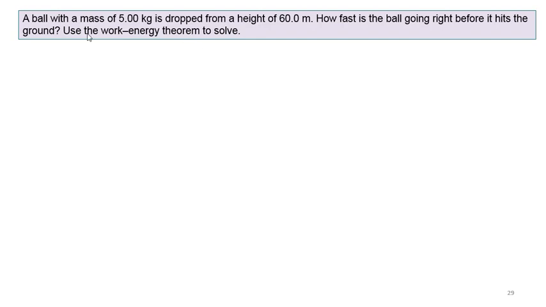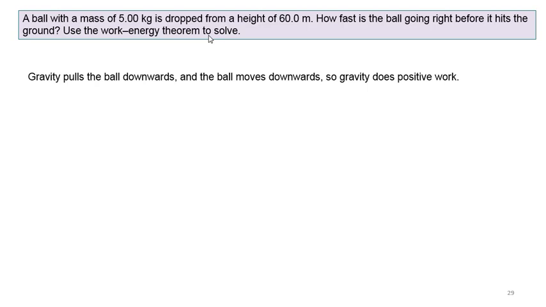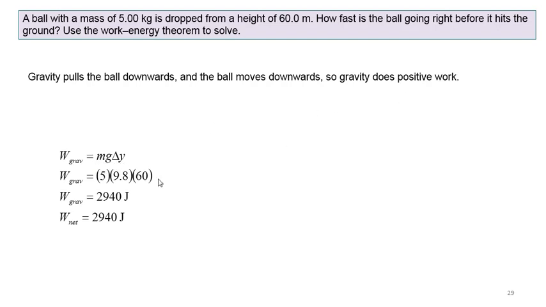We're going to solve it a new way, which is using the work energy theorem. Okay. So first I want to just think about how much work does gravity do. Gravity is the only force acting on this object. Well, gravity is pulling the ball downwards and the ball moves downwards, so gravity does positive work. We've already done this actually in a previous example. I want to calculate how much work does gravity do. My formula is going to be mg delta y, and I have to choose plus or minus. I chose positive. So the work that gravity does is 2,940 joules.